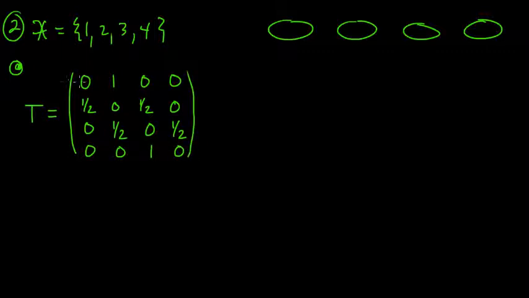So when you're at state 1, you always have to go to 2. So here you always have to go to 2, with probability 1. When you're at 2, you can go left or right with probability 1/2 each way, and same thing for 3. And then when you're at 4, you have to go back to 3. So that's what this says.